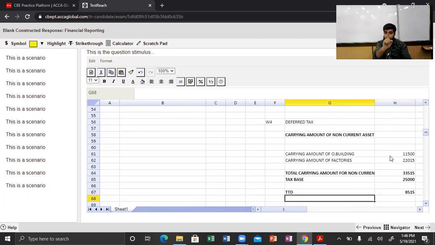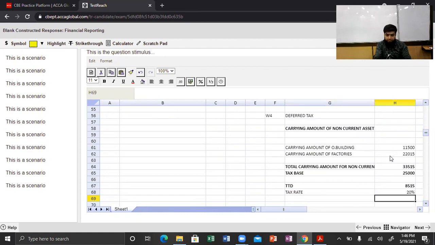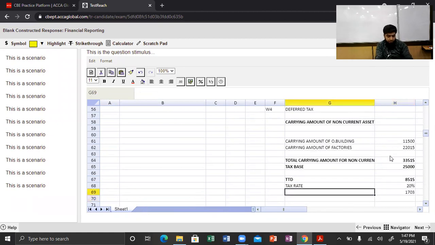But remember, that is not the deferred tax. The tax rate is 20%. Always remember, the percentage we are calculating on the taxable temporary difference gives the closing balance of the deferred tax liability. The deferred tax liability closing balance is 1703.